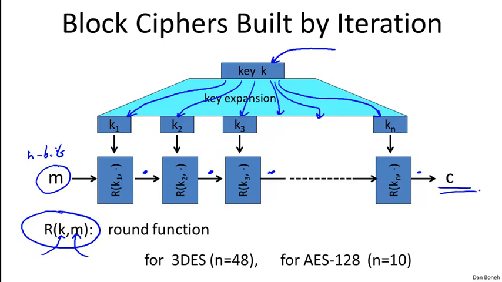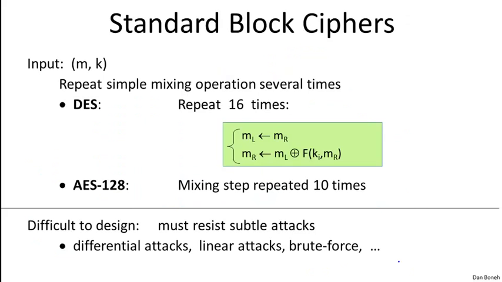So just to give you examples, for triple DES, for example, the number of rounds is 48. For AES with 128-bit keys, the number of rounds is 10. In fact, for AES with larger keys, the number of rounds is also larger. Okay, so this shows you at a very high level how block ciphers are built. But of course, the smarts in building a block cipher is in designing the round functions and in designing this key expansion process. So as we said, the core of a block cipher are the round functions, and how the round functions work in particular is not that important for our discussion here.